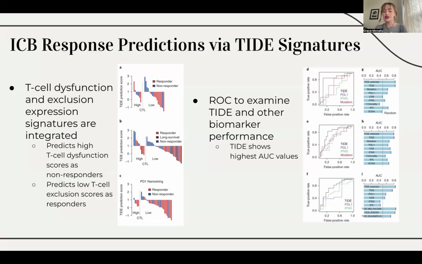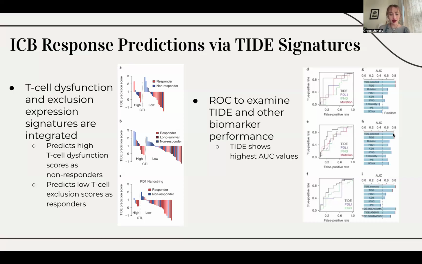To examine the results of these TIDE predictions, the authors used a receiver operating characteristic curve, or ROC, to identify the false positive rate against the true positive rate at multiple TIDE prediction scores. So this is shown in figures D through F. The black curve shows the performance of TIDE, and the purple, green, and red curves show the performance of predictions of currently used biomarkers to determine ICB response.